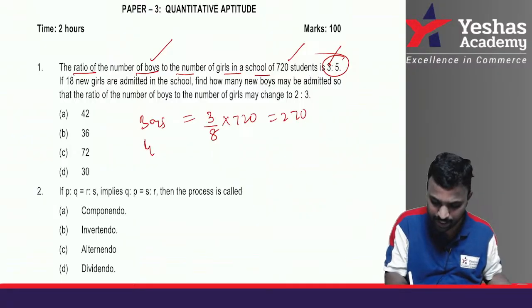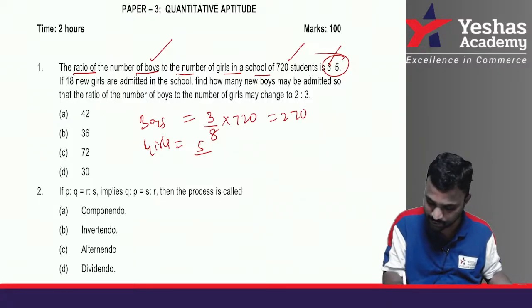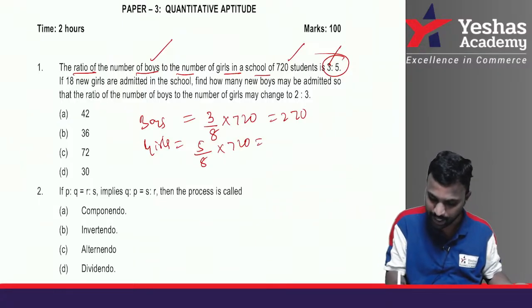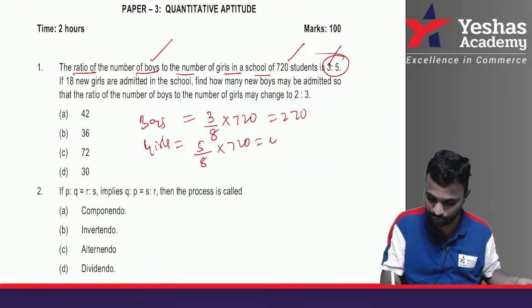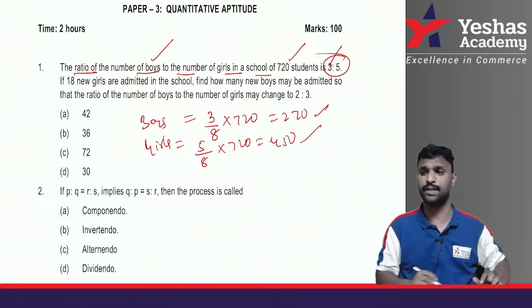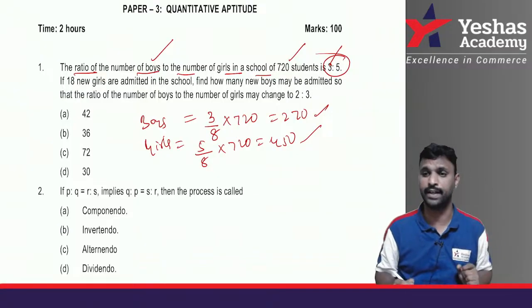And the number of girls in the school, if you want to find out, it is the share fraction for girls, which is 5/8 into 720. If you do this, 5 divided by 8 into 720, you get 450. So the number of boys and number of girls are 270 and 450 respectively.